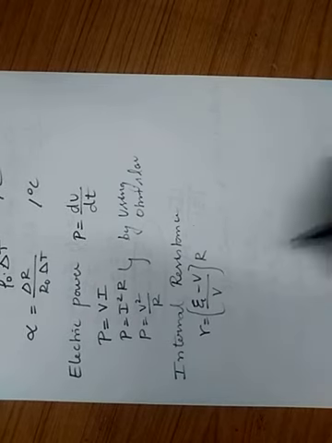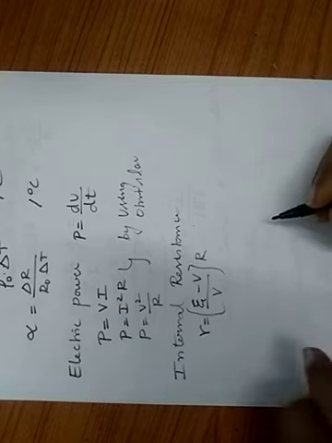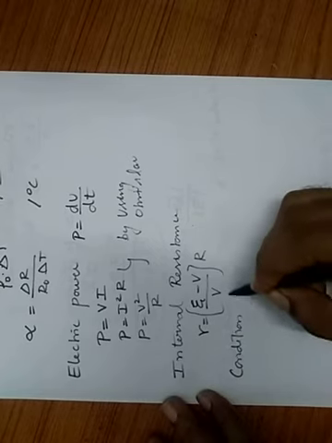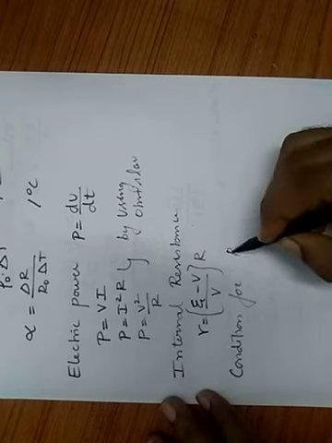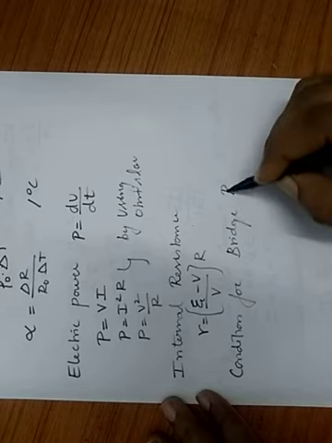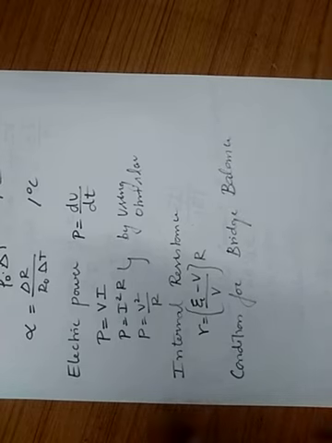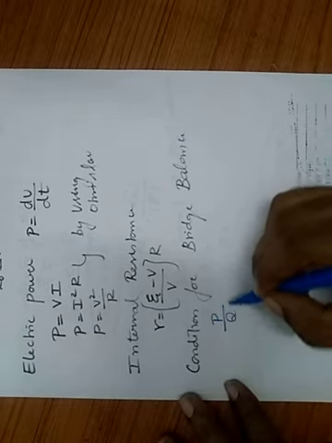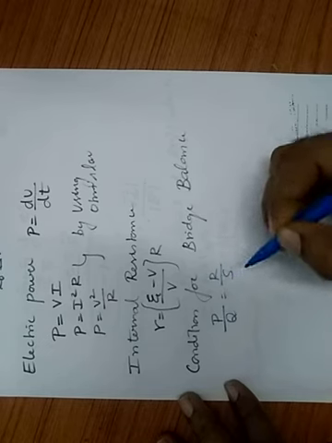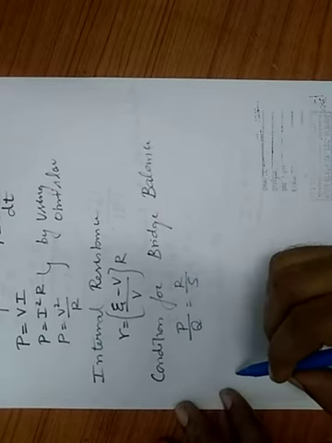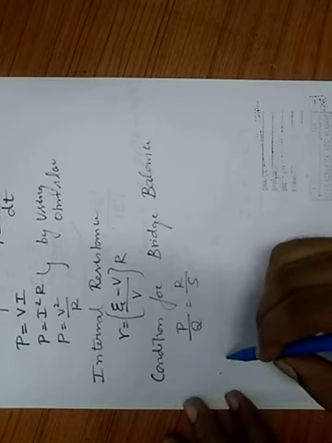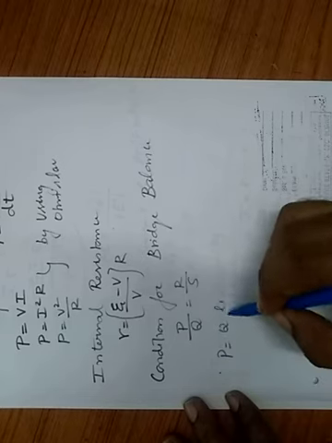Then next, condition for bridge balance in Wheatstone bridge. We know that P by Q is equal to R by S. The next, using meter bridge we can find the unknown resistance. We can use the formula P is equal to Q L1 by L2.